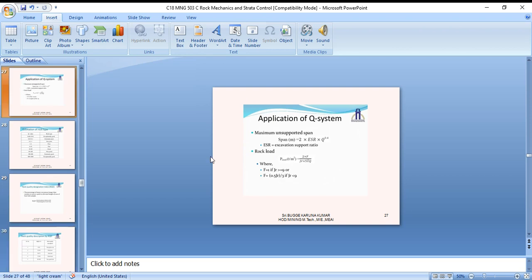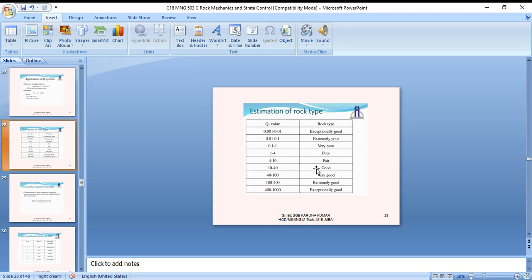The simplified maximum unsupported span length is 2 times ESR, where ESR is the excavation support ratio. Rock load can be calculated by the same, 2 into F by 3 Jr by 2 where this is the area. So, estimation of rock type, Q value and Q type.